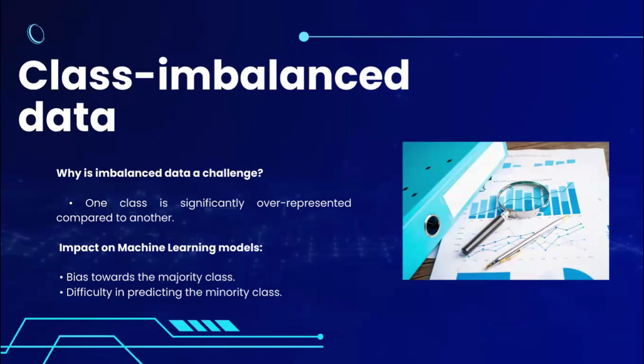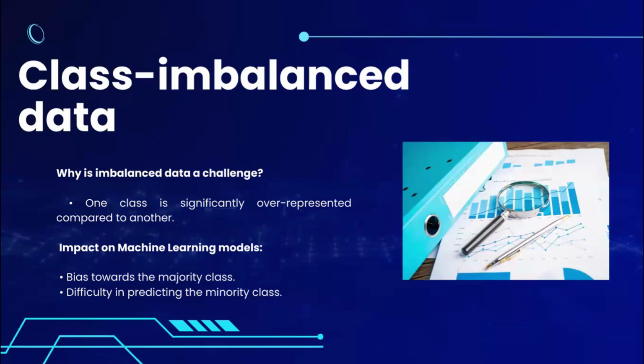So to solve this, we can use techniques like SMOTE, the synthetic minority oversampling technique, which helps balance the dataset by creating synthetic examples of the underrepresented class. This ensures the model has a better chance to learn to predict both the common and rare classes accurately.